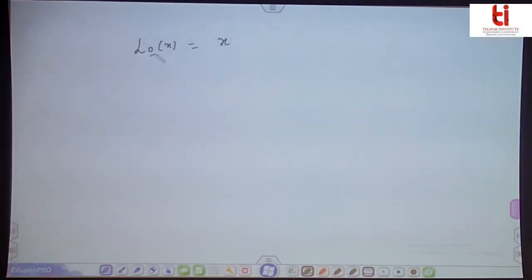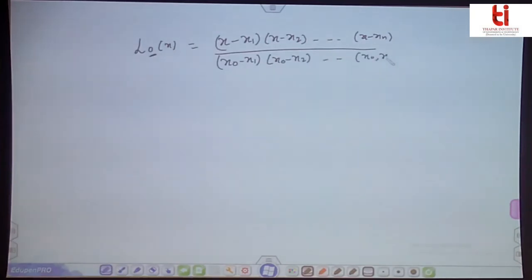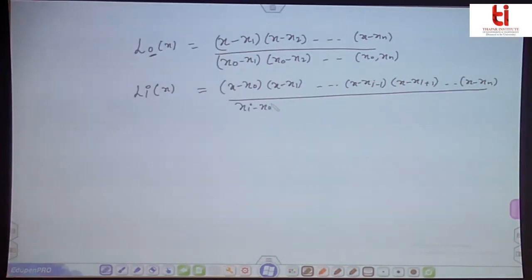So x minus, this is 0, so x0 will not be in the numerator. All other points will be there in the numerator: x minus x1, x minus x2, x minus xn. And in the denominator, all points will be subtracted from x0 only: x0 minus x1, x0 minus x2, x0 minus xn. This is L0(x). If we are writing Li(x), xi will not be in the numerator. So x minus x0, x minus x1, x minus x(i minus 1), x minus x(i plus 1), x minus xn, over xi minus x0, xi minus x1, xi minus x(i minus 1), xi minus x(i plus 1), xi minus xn.